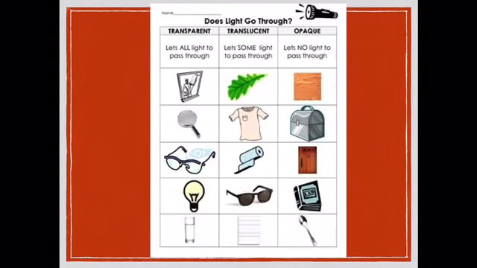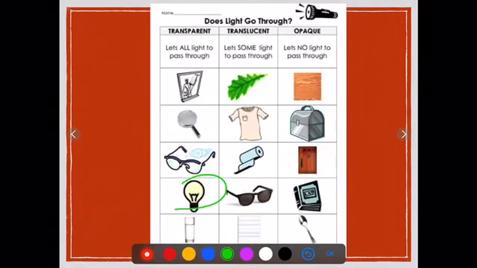The transparent ones let all light pass through, and you've got a window, a glass there, okay, a lens. You also have glasses to see, okay. You have a light bulb there as well, which is completely transparent, so it lets the light pass through and you guys can see. You have a glass of water as well.